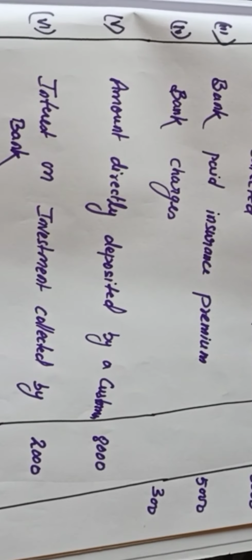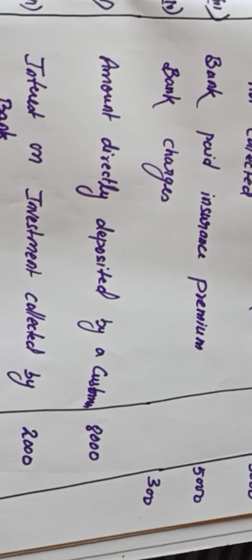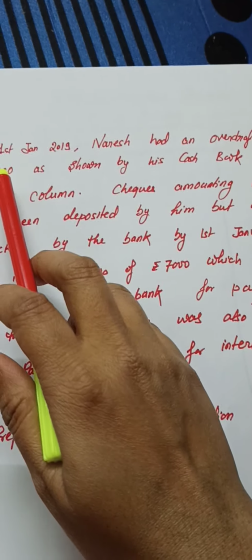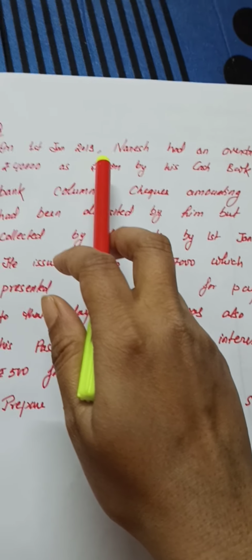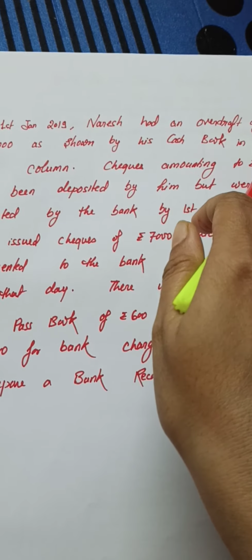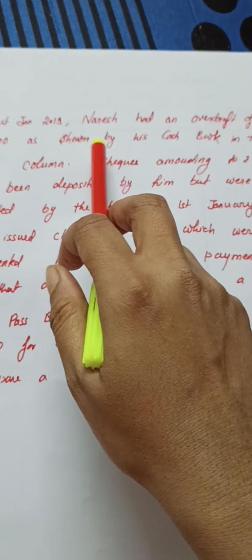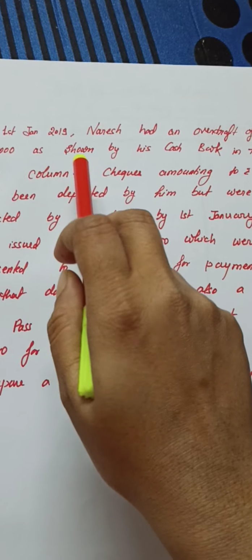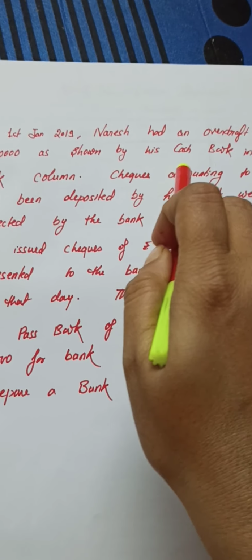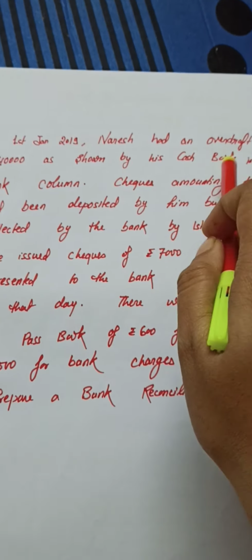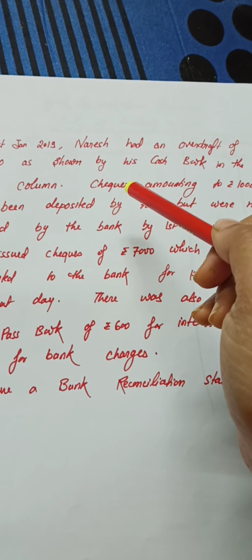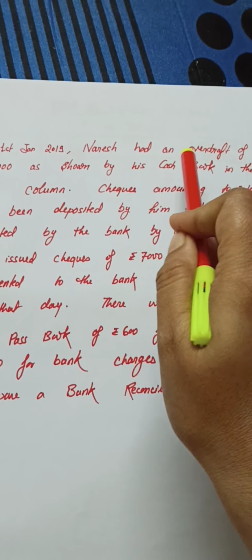I'm going to solve another problem. Now see this question. On 1st January 2019, Naresh had an overdraft of rupees 40,000 as shown by his cash book in the bank column. Means 40,000 overdraft by his cash book. As I discussed, there are 4 types of BRS. This one is the overdraft balance BRS.